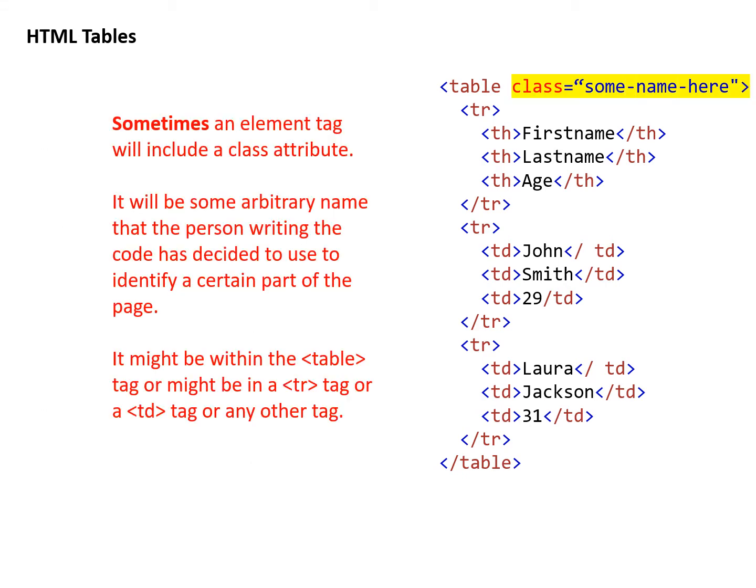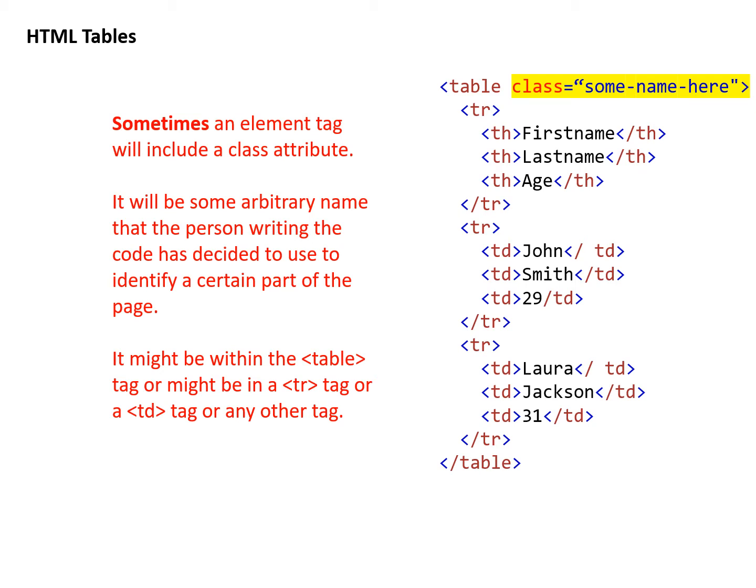Now, here we had noticed that this first tag of table had something else in here. It says class equals, and then I just have in there some name here. So anything can be in there. So sometimes in any kind of tag, we might see something like this that says class equals something.